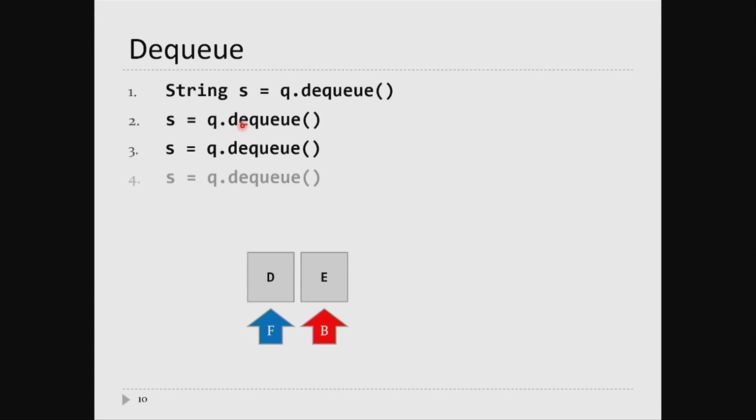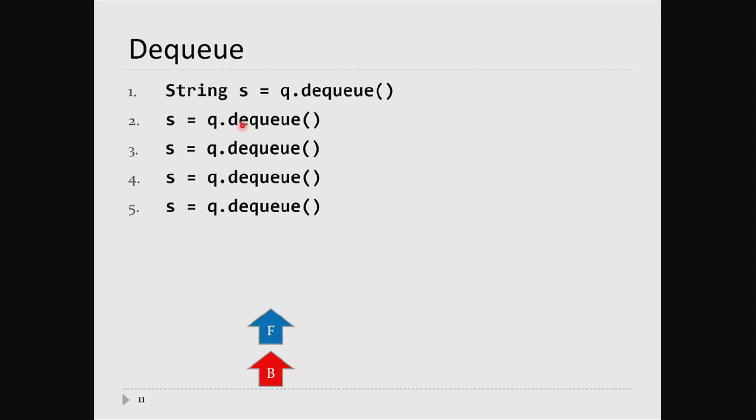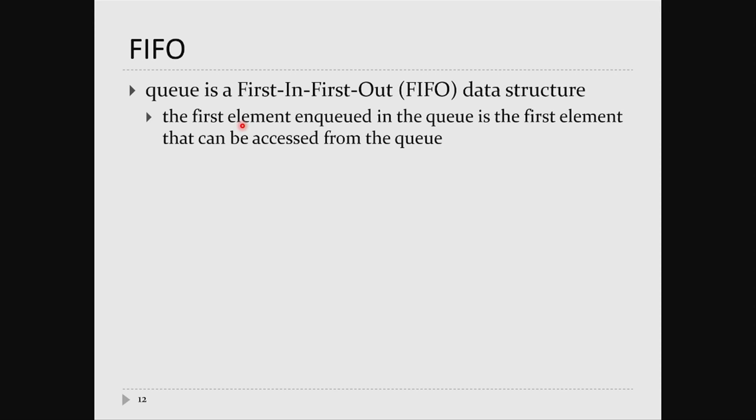Right. Finally, let's dequeue the D, and then we'll dequeue the E, and you end up with the empty queue. Any second now, there we go. All right, so those are the two operations that we need to implement.